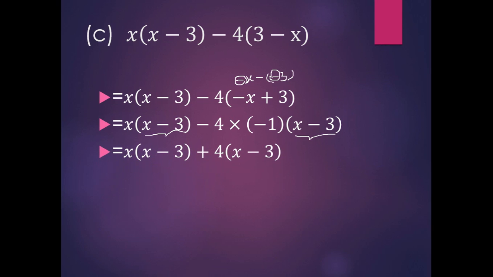In both we have x minus 3, so x minus 3 will be common from both, and this minus times minus 1 is plus 4. So we have not yet taken out x minus 3 as common. In the next step we will take it out. This x minus 3 and this x minus 3 are both common, and this x minus 3 we have taken out, and what remains is x plus 4. So this is our final answer.